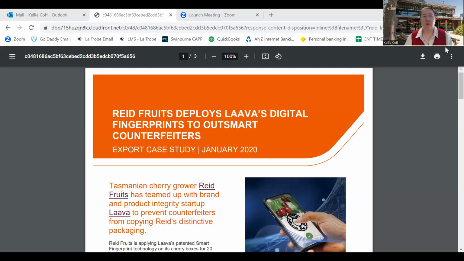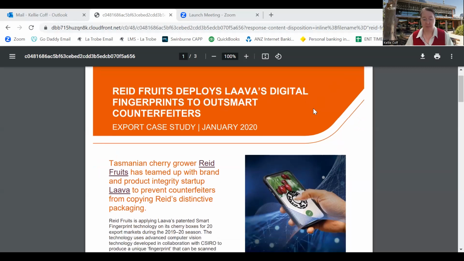First of all, I want to jump onto the LMS and show you where to access all the information for this assignment. So when you download your case study, this is what it will look like. The case study is on Reed Fruits. They're a Tasmanian cherry growing company. They're exporting across the globe, but this case study is looking at what they did specifically in the Asian market when counterfeiting became a problem.